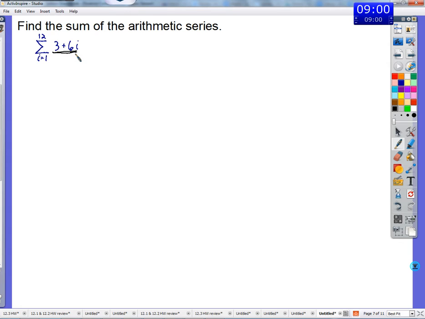Anybody remember or have in their notes the formula? S of n equals n times a sub 1 plus a sub n, over 2. So this works for the first n terms, the first, the second, the third, fourth, fifth, whatever. It'll add all of those up if we know what n is, what the first term is, and what the last term is.